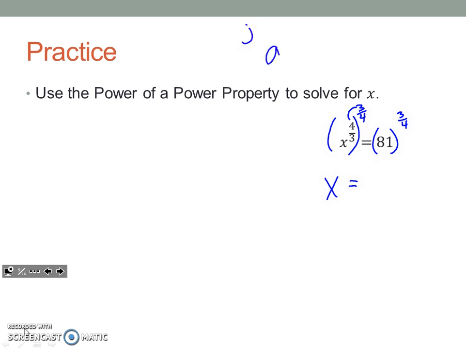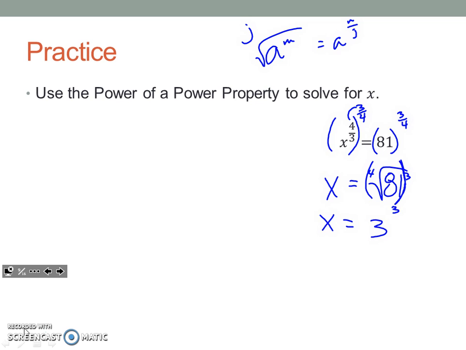We're going to want to use our JAM rule again. Remember that Mr. Schieber dunked over Jaron. So this is a 4th root of 81 cubed. And I'm actually going to want to do my 4th root of 81 first. That's going to give me a 3 cubed, and 3 cubed is 27.